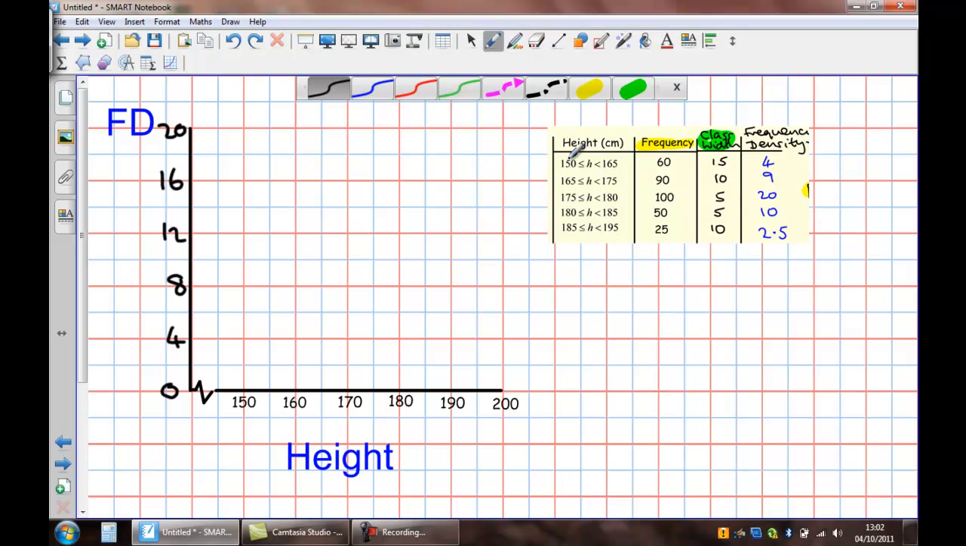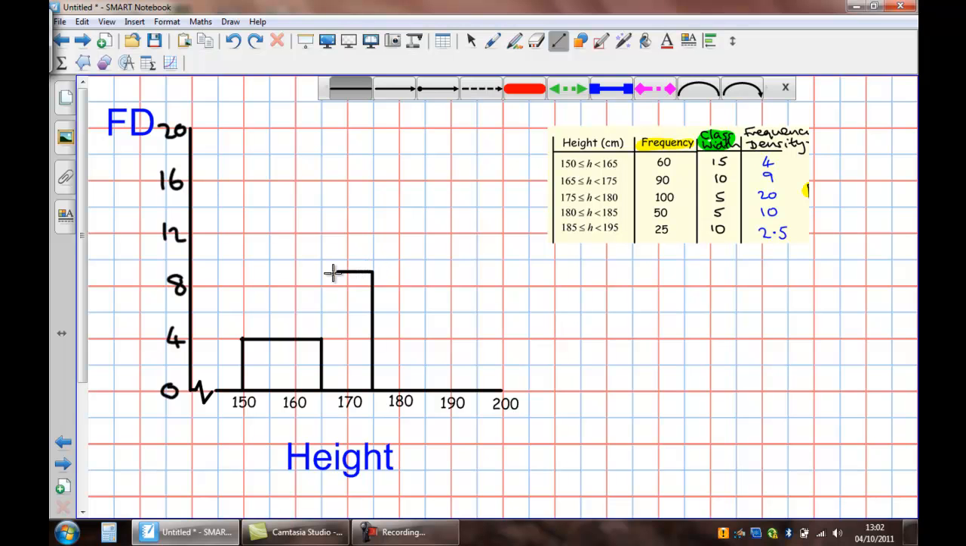The first one starts at 150 and is 4 in terms of frequency density. So a bar, let's get rid of that one. I'm going to make it go up to 165 because that's where this data goes, from 150 to 165 in the table. The next one is from 165 up to 175, and I need to make this one be a value of 9 frequency density. So there's 8, that would be 10, so 9 is halfway in between. Come across from there and straight down.